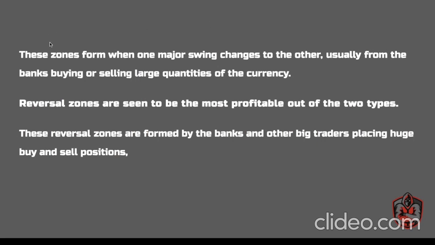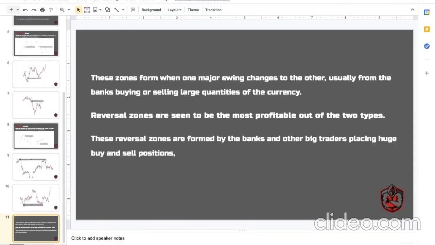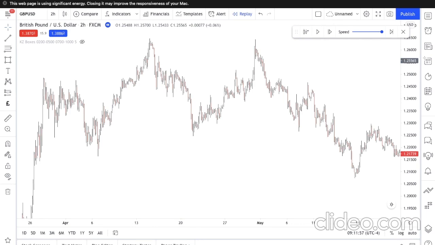Now, these zones form when one major swing changes to the other. I don't know why it says usually, but it is formed when banks are buying or selling large quantities of the currency. Now, one thing I want to point out is that reversal zones are seen to be the most profitable out of these two types. Now, I'm going to quickly show you guys examples before continuing over to the next lesson.